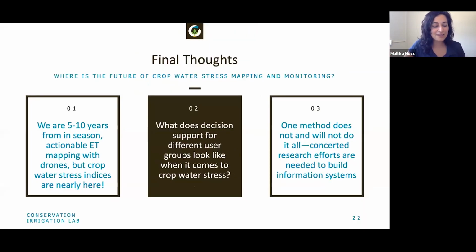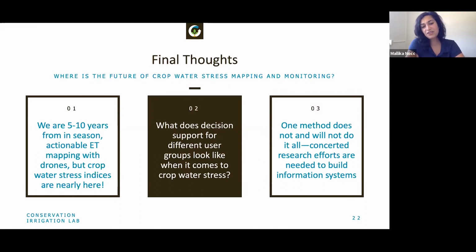So, a few more final thoughts. I think we're about 5 to 10 years from in-season actionable ET mapping with drones, but the crop water stress indices are pretty much here. So if you came to my talk because you want to advise growers and build out indices to support them right here, right now, I would focus on those crop water stress indices and make sure you can calibrate and validate them for your area, for the crops of interest that you have wherever you are.